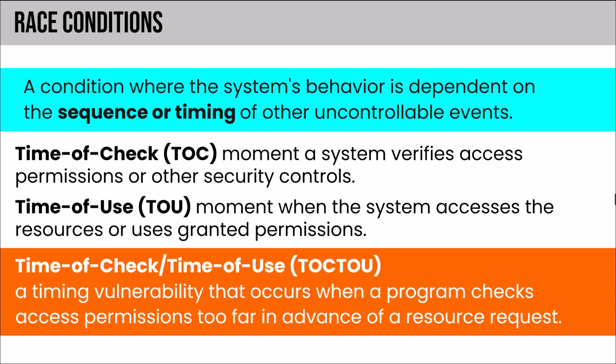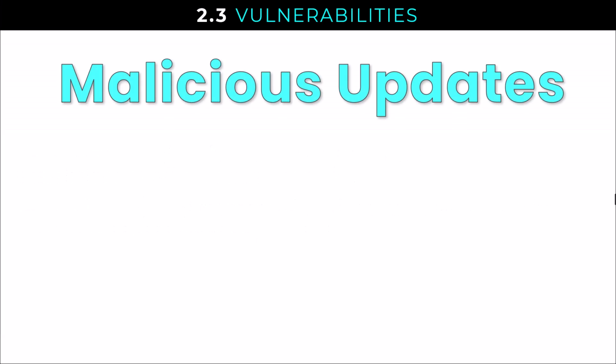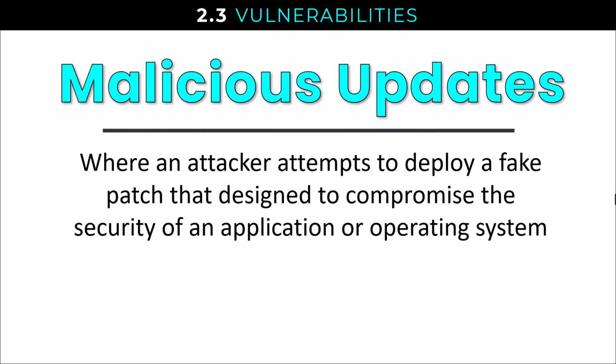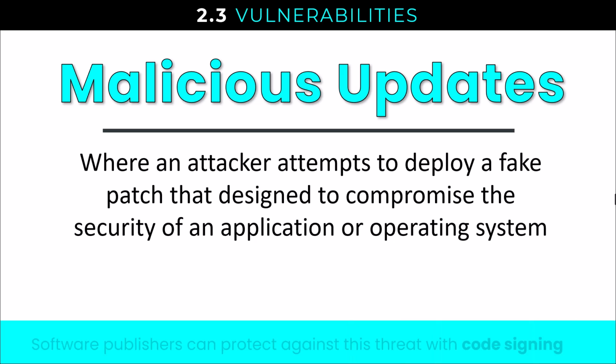It's a timing vulnerability that occurs when the program checks access permissions too far in advance of a resource request. And when use is attempted, access is no longer there. Next, we have malicious updates, which is where an attacker attempts to deploy a fake patch that is designed to compromise the security of an application or an operating system.